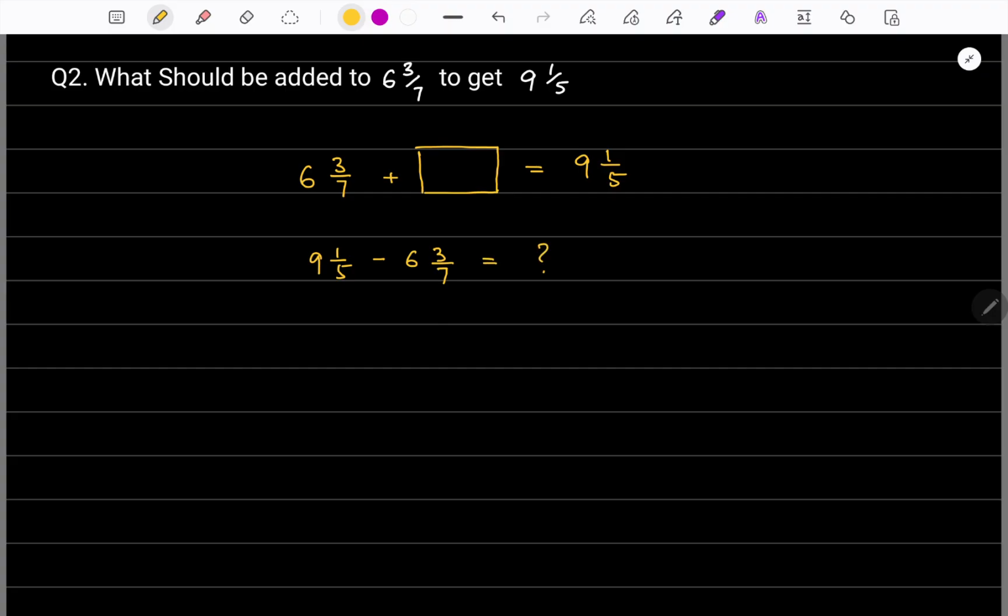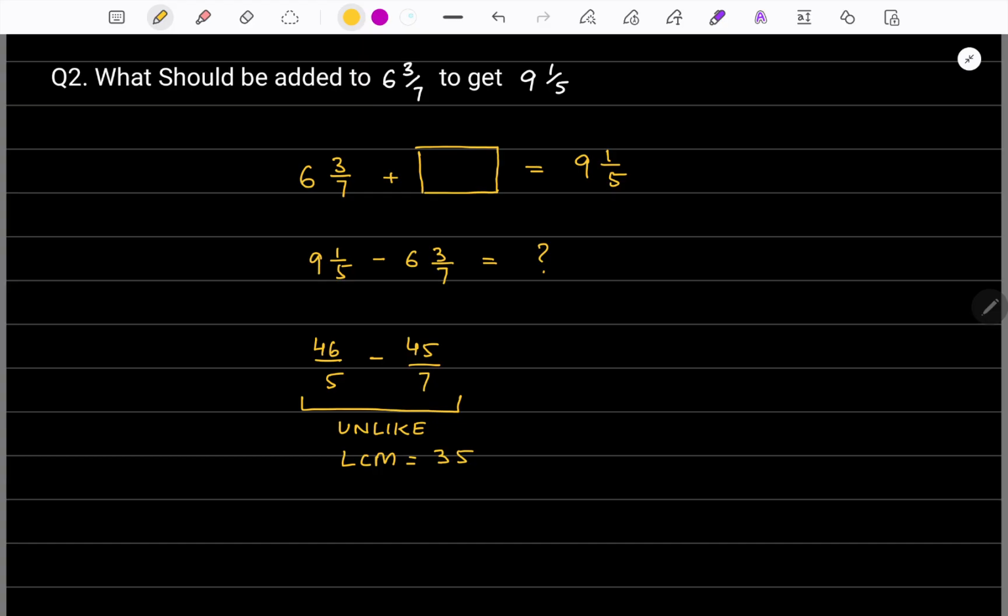So here these are mixed fractions. The first step involves converting them into their improper fraction form. So the first one becomes 46 by 5, then a subtraction sign, and 6 3 by 7 becomes 45 by 7. Now these two are unlike in nature, so we need to convert them into like. For that we need the LCM. The LCM is equal to 35 for 5 and 7. That is the denominator here.